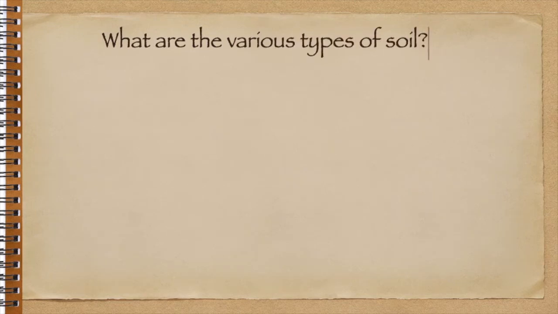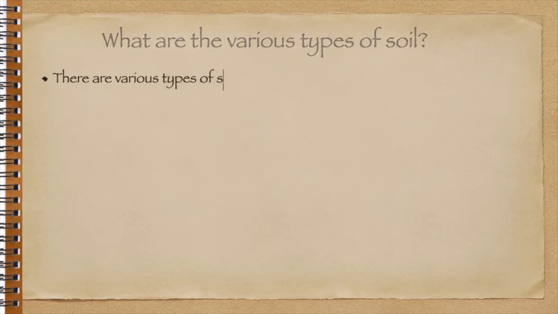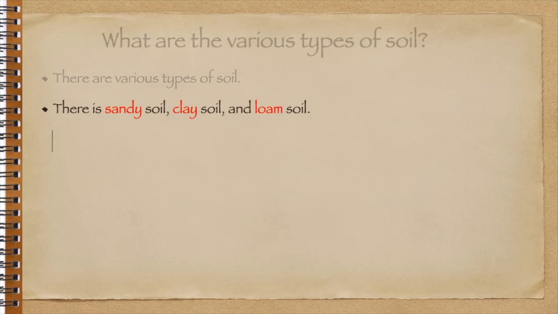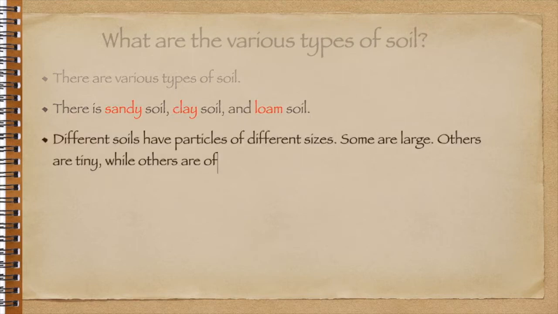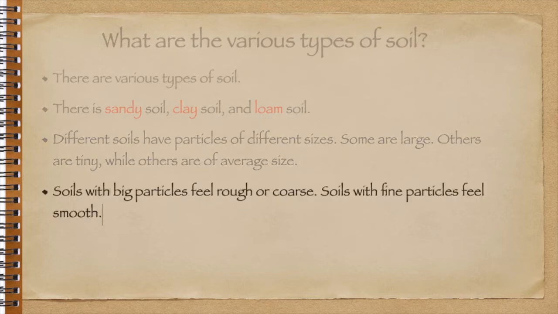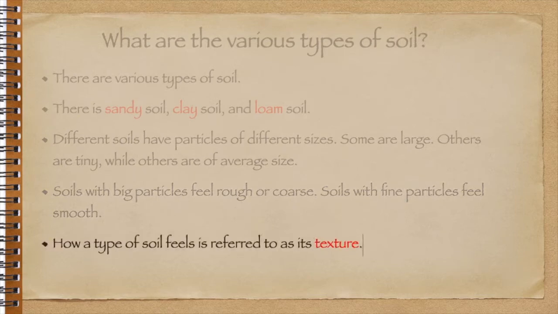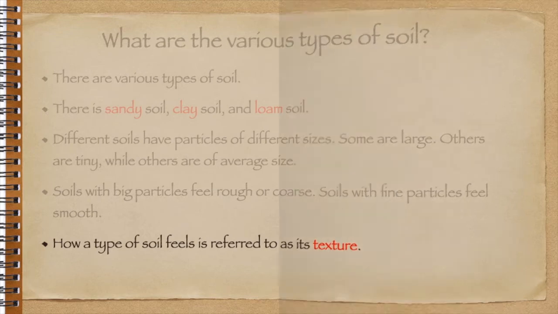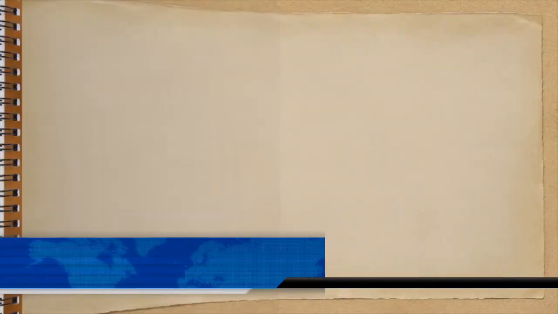What are the various types of soil? There are various types of soil. There is sandy soil, clay soil, and loam soil. Different soils have particles of different sizes. Some are large, others are tiny, while others are of average size. Soils with big particles feel rough or coarse. Soils with fine particles feel smooth. How a type of soil feels is referred to as its texture.